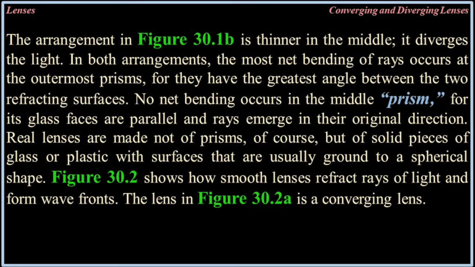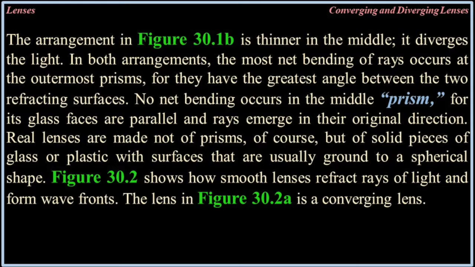The arrangement in figure 30.1b is thinner in the middle. It diverges the light. In both arrangements, the most net bending of rays occurs at the outermost prisms, for they have the greatest angle between the two refracting surfaces. No net bending occurs in the middle prisms, for its glass surfaces are parallel and rays emerge in their original direction.